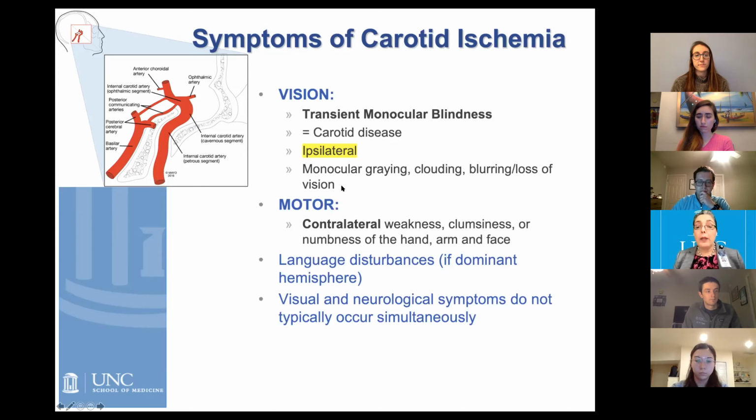And then along with that, you might have on the opposite side of your body weakness, clumsiness or numbness. And that's typically hand, face, and arm. And if we involve what we call the dominant hemisphere, that's your left hemisphere for right-handed people, you'll have some language disturbances, sometimes also for lefties, but certainly for right-handed people. And then typically with carotid disease, the visual symptoms don't always happen at the same time as the weakness on the other side. So sometimes somebody will come in and they've had episodes of vision loss that get all better, and then their stroke actually happens later. So this is what happens if we block a carotid artery.